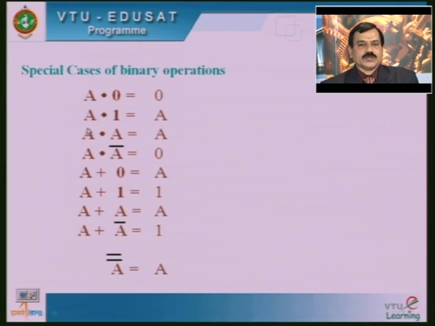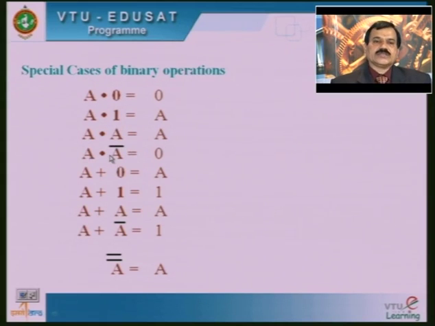The next operation is A dot A. If A is assumed as 1, then 1 dot 1 is equal to 1, which is the A value only. Similarly, if A is 0, then 0 dot 0 is equal to 0 only. Hence A dot A can once again be written as A only.